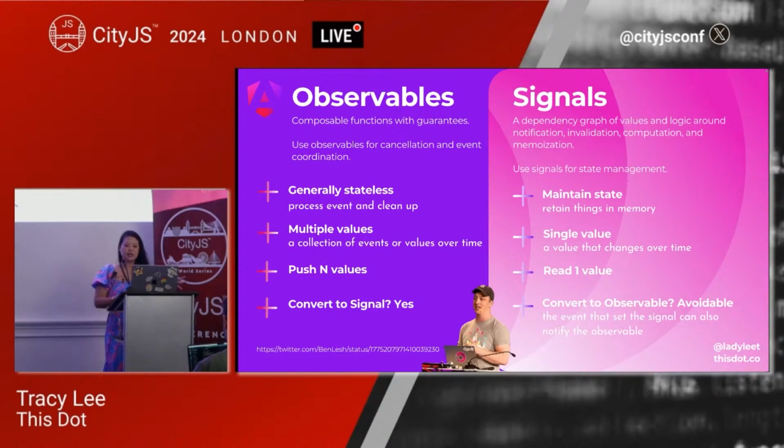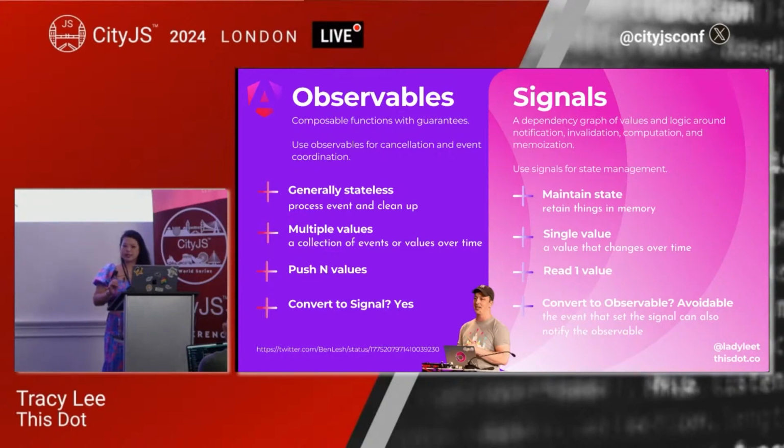Observables are generally state, sorry, let me explain signals. Signals, basically, it's a dependency graph of values and logic around notification, invalidation, computation, memoization. Ben's actually working with the standards bodies as well, trying to get it into, did it land in Chrome yet? Is it behind a flag in Chrome? Nobody knows signals? No? It's either there or almost there, but signals are going to be native to the browser soon, which is going to be amazing for all of us.